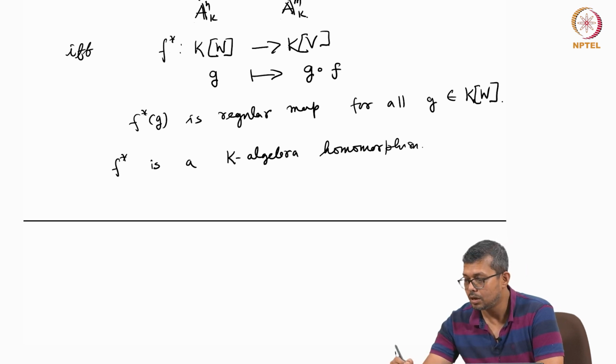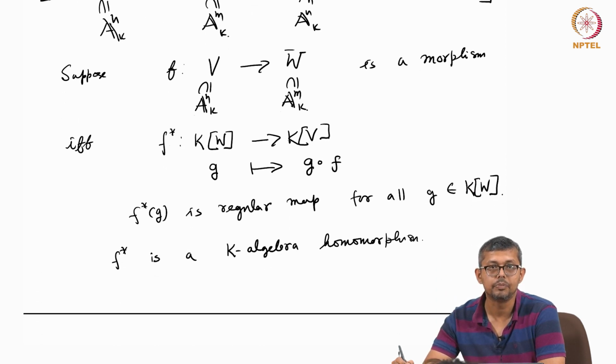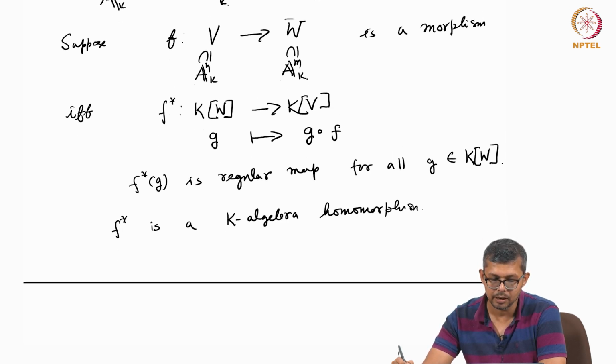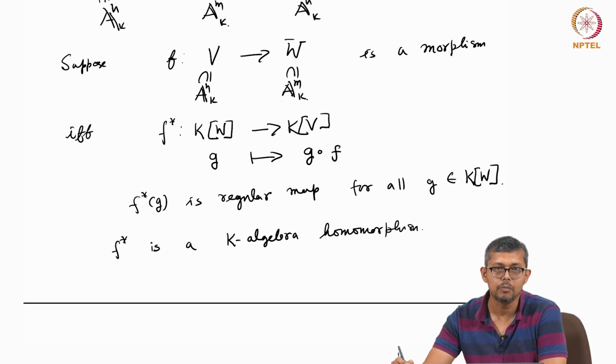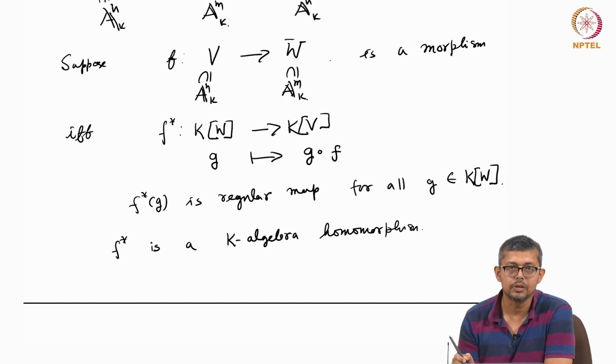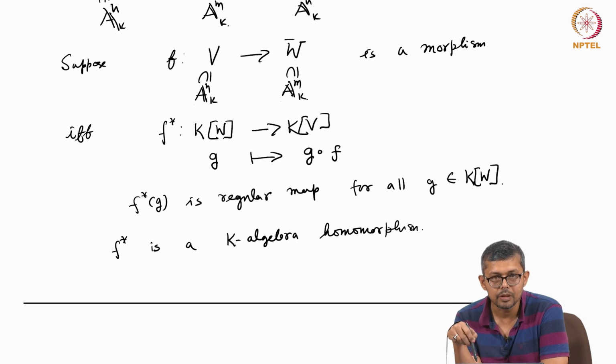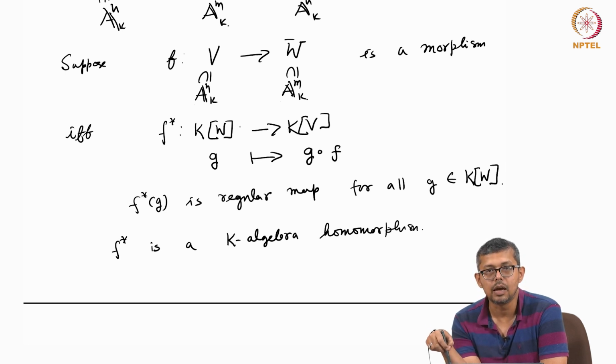Yes, this is an equivalent definition. That is what I am saying: this is another way of defining a regular morphism between two algebraic sets. First you define a regular function, meaning a map from W to K. If F takes every regular function on W to a regular function on V by composition, and that is true for every such function, then F is a morphism between V and W. This is another way of defining it.